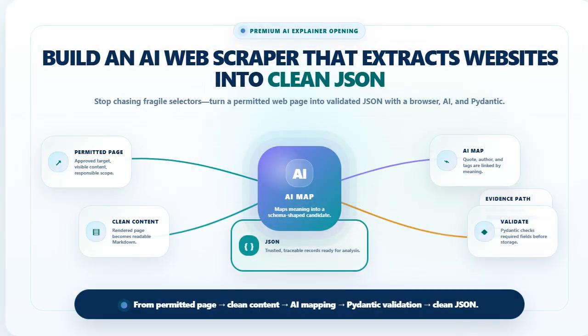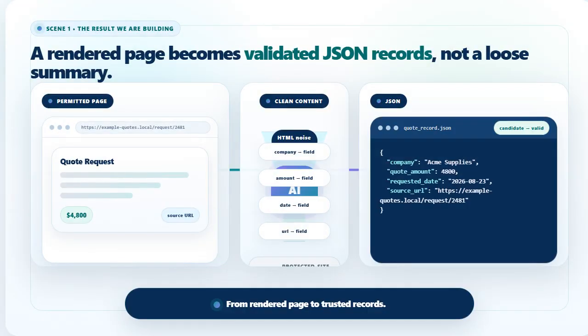Stop chasing fragile selectors, turn a permitted web page into validated JSON with a browser, AI, and Pydantic. Let's begin with the result we are building. This scraper turns a permitted web page into clean, validated JSON instead of a pile of markup. Our demo reads a quote page and returns the quote text, author, tags, and source URL.